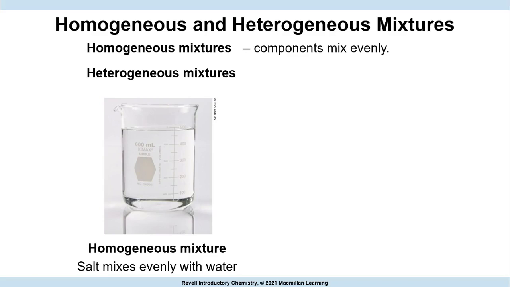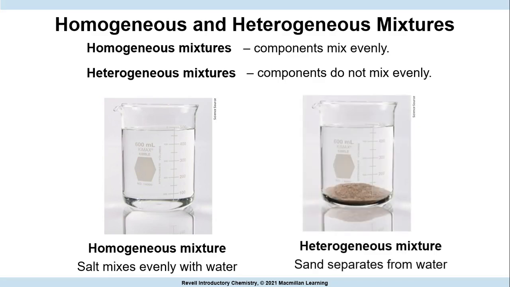Now, what is a heterogeneous mixture? In a heterogeneous mixture, the components do not mix evenly. An example of a heterogeneous mixture is sand and water. Here in this picture, if you mix sand and water, you see that we have separate phases, the sand phase and the water phase. So that is a heterogeneous mixture.